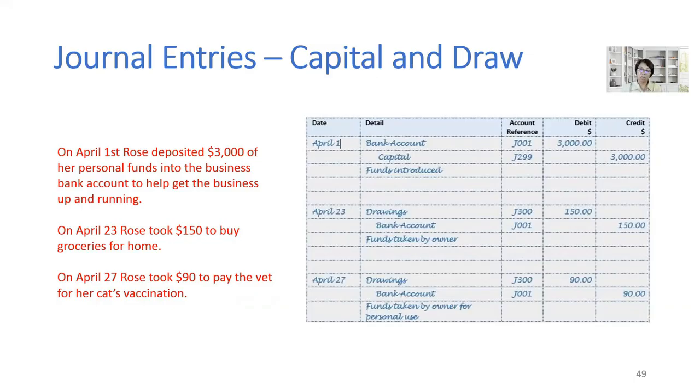So draw went up by $90, so we debited it. And what happened to your bank account? Well, we wrote a check to the vet, right? So it went down by $90. So this is the journal entry. If she paid her vet, it's really a draw, okay?